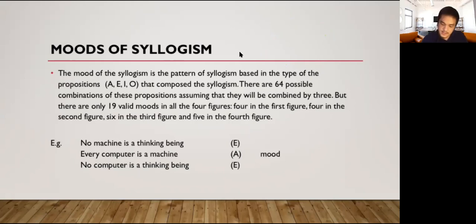For example, in this example, you have: No machine is a thinking being. Every computer is a machine. No computer is a thinking being. So we have no machine is a thinking being, an E proposition. And then every computer is a machine, an A proposition. And then no computer is a thinking being, an E proposition. This is what we call the mood of syllogism.